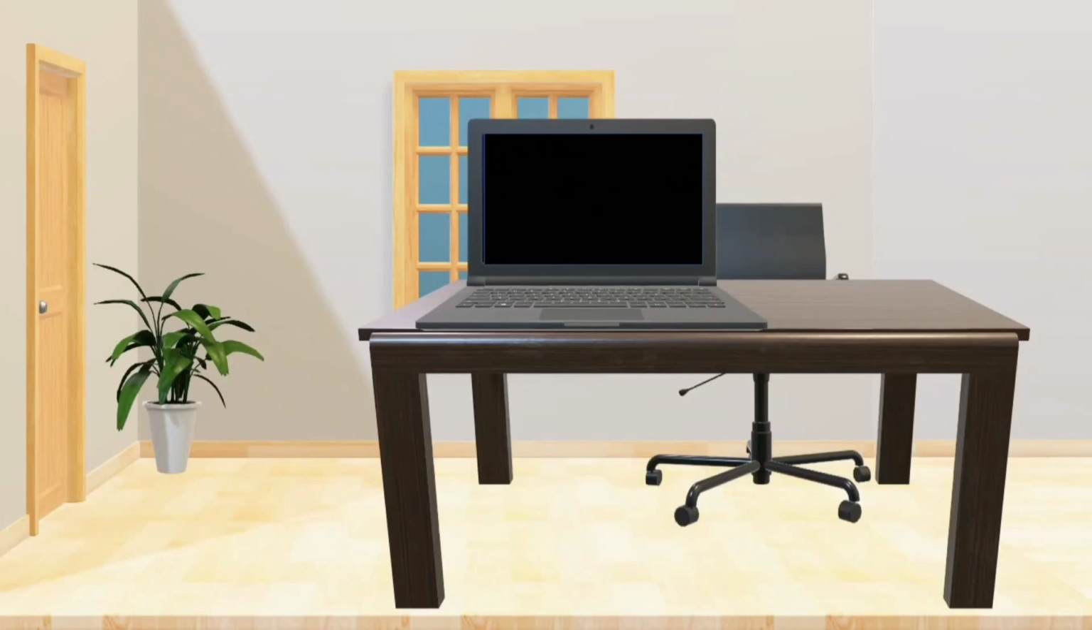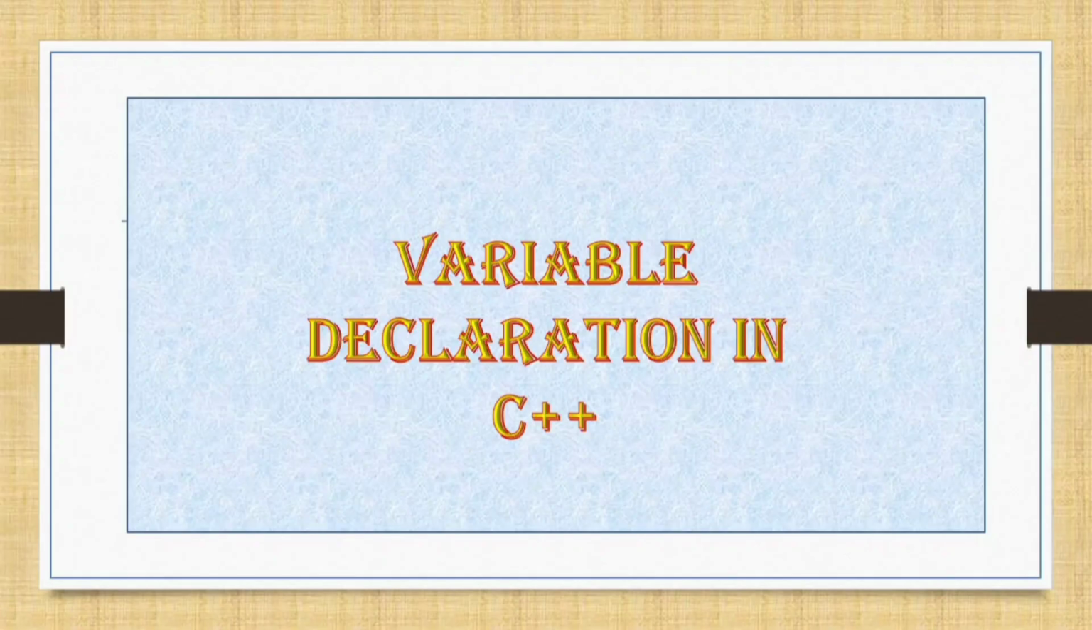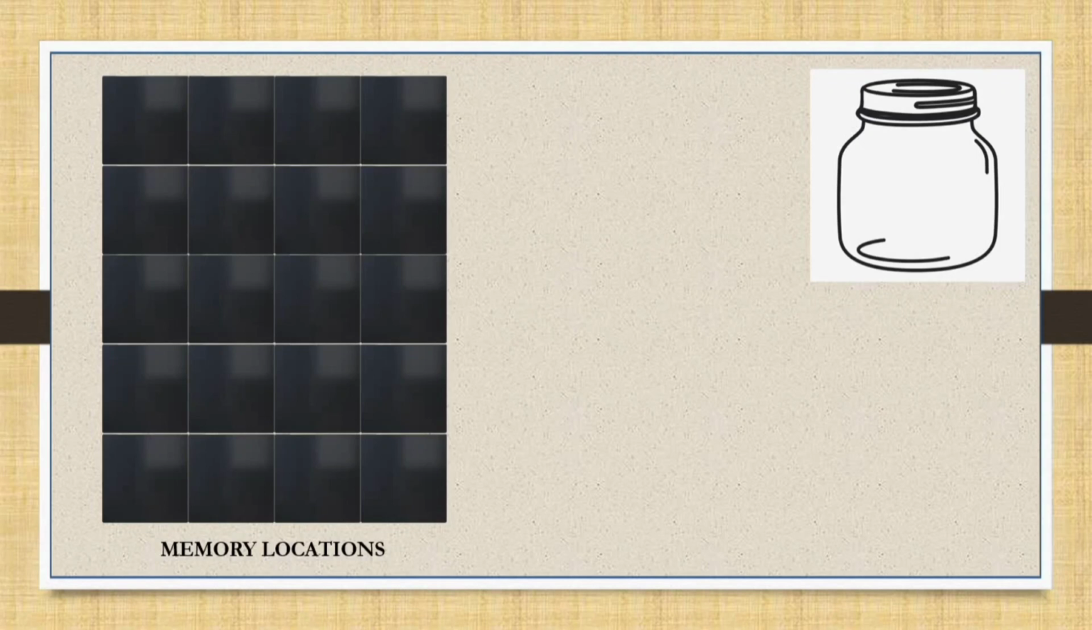programming concepts in two different programming languages. They are Python and C++ programming language. Variable declaration in C++. What type of data are these?